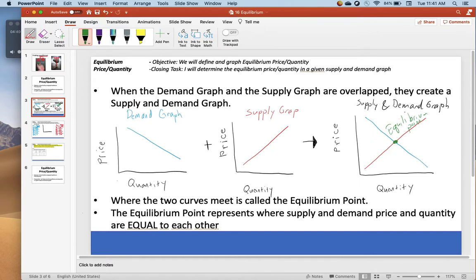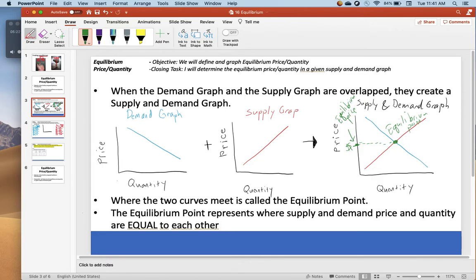So what's happening here is at the equilibrium point, my demand price and my demand quantity equal my supply price and my supply quantity. So if I draw a line to this point right here, we say that this point is going to be my equilibrium price. Remember, price is on the y-axis. So at the equilibrium point, if I go to my price axis on the y-axis, whatever price is at this point right here is my equilibrium price.